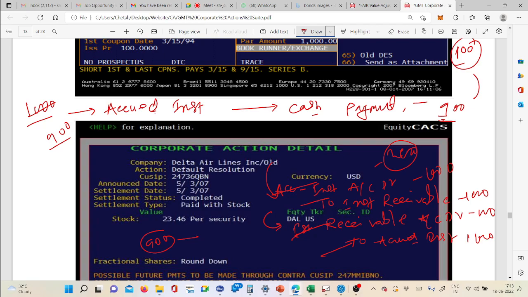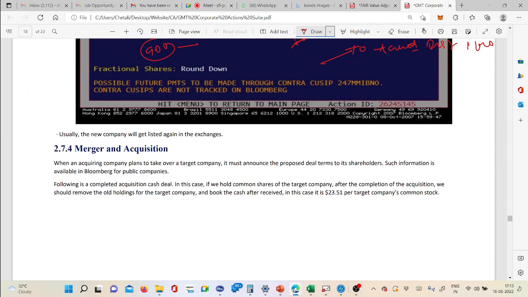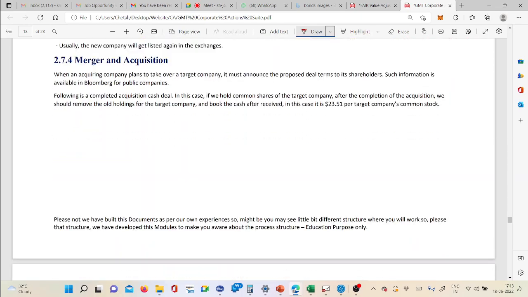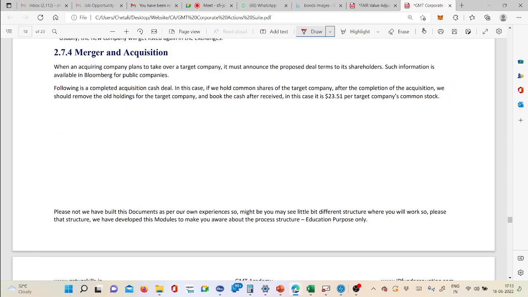And apart from that, any other doubt, question? In this particular topic, no. Okay, so now you have cleared everything about the dividend or interest payment part, right?